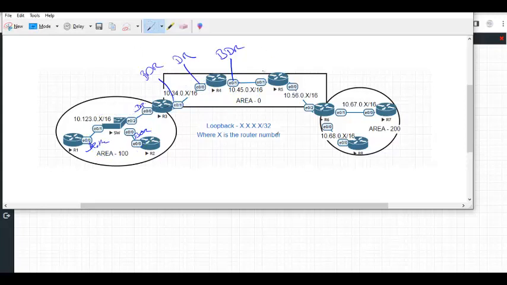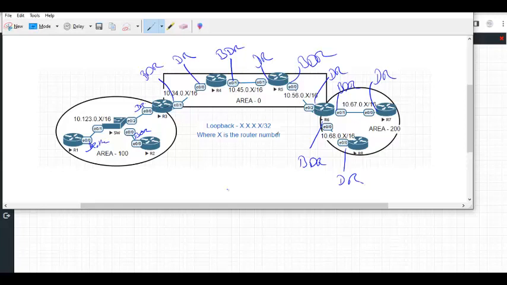So this is going to be a DR. And then here, this is going to be the DR and this is going to be the BDR. Likewise, this is going to be DR and this is going to be BDR. Here also this is going to be BDR. This is going to be DR. What is the use of these DR and BDR? It's not really useful. Why? Because there are only two routers. Why is there a need for a DR-BDR election?